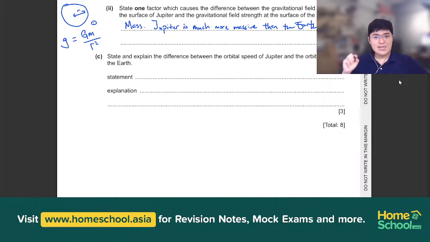We are to state and explain the difference between the orbital speed of Jupiter and the orbital speed of the Earth. As you do know, Jupiter is the 5th planet from the Sun, Earth is number 3. Earth takes 1 year or 365 days to orbit the sun, while Jupiter takes 11 point something years, almost 12 years, to orbit the sun. So Jupiter is much slower. Its orbital speed is also much slower than Earth's. So let's write that down first.